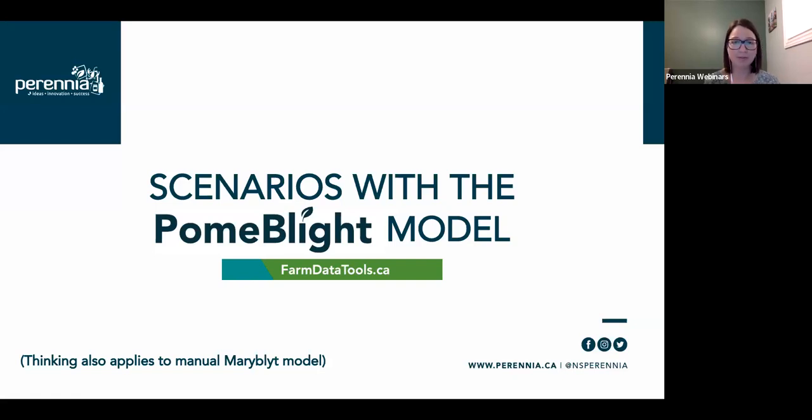And I'm going to be using some screenshots from the PomeBlight model. You can access that from farmdatatools.ca. You don't have to be subscribed to the PomeBlight model to be able to benefit from the following scenarios. There is still the Maryblyt model available for free, but you have to enter everything manually. So the main benefit of the PomeBlight model is that we've created an automatic connection to the weather stations and a much more friendly user experience. So if that's what you're interested in, then that is an option now.